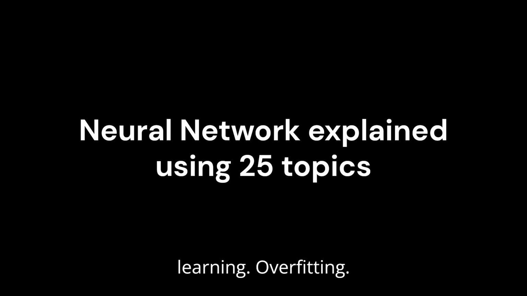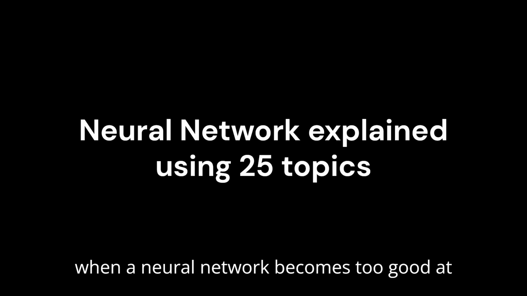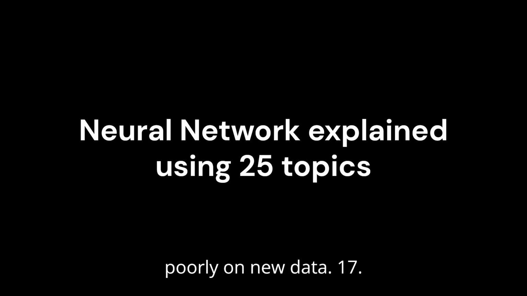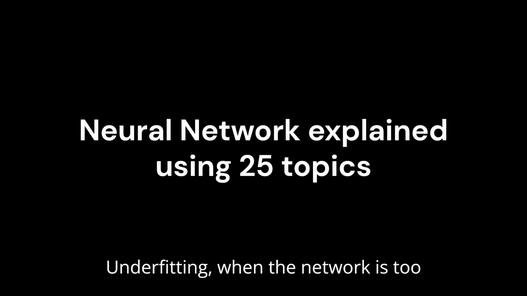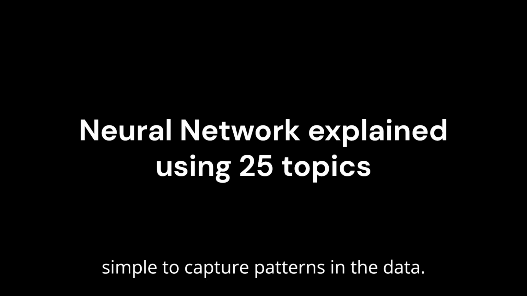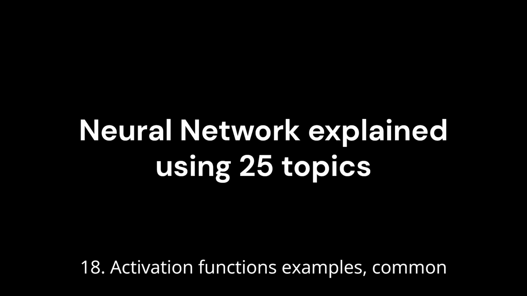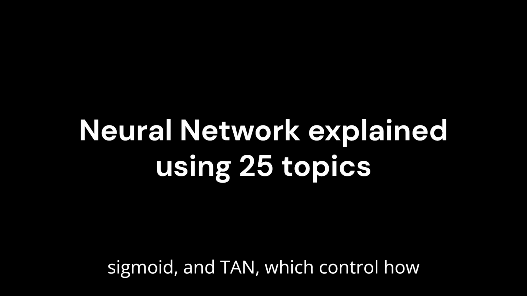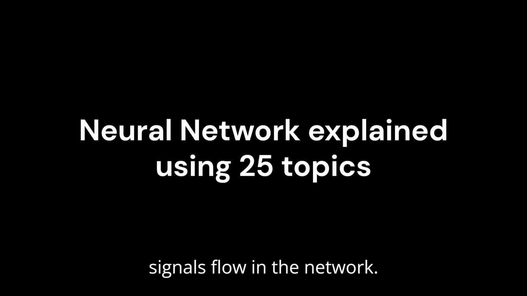16. Overfitting. When a neural network becomes too good at memorizing training data but performs poorly on new data. 17. Underfitting. When the network is too simple to capture patterns in the data. 18. Activation functions examples. Common ones include ReLU, rectified linear unit, sigmoid, and tanh, which control how signals flow in the network.